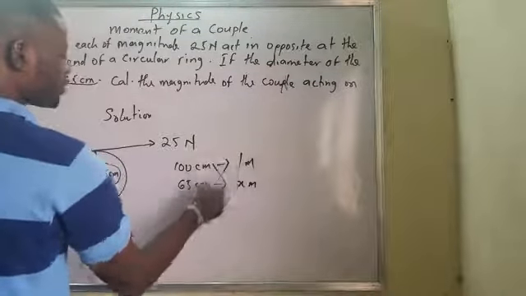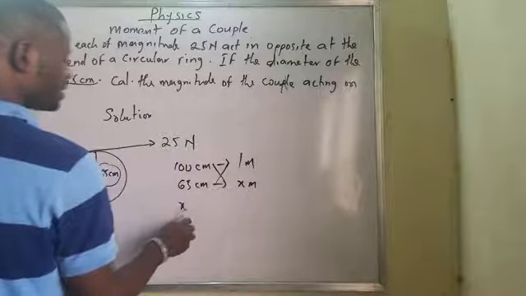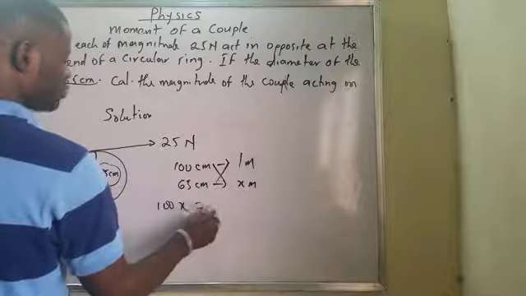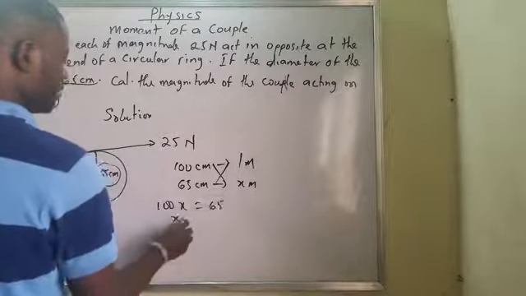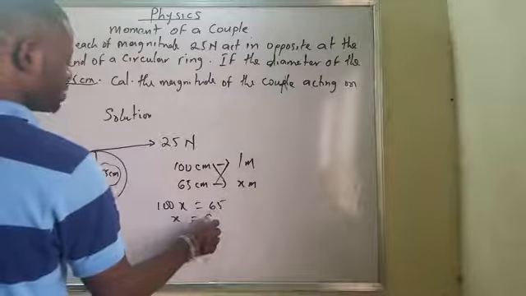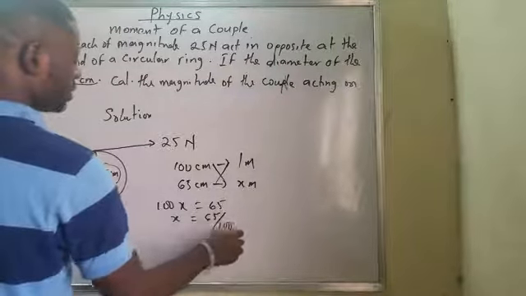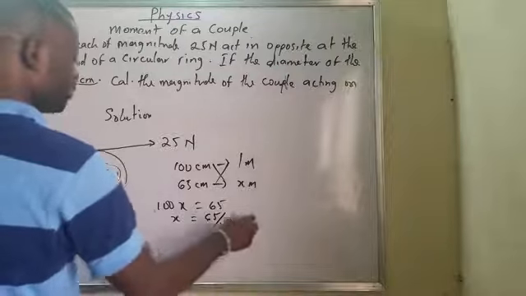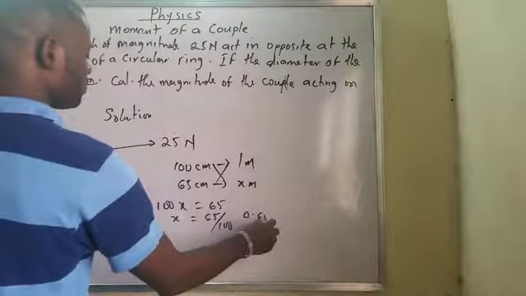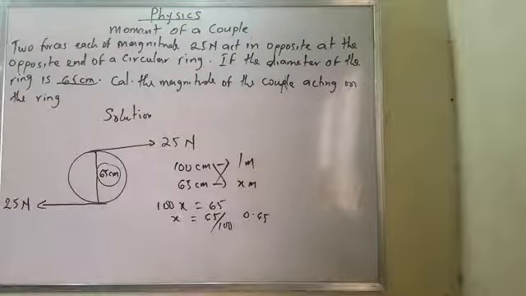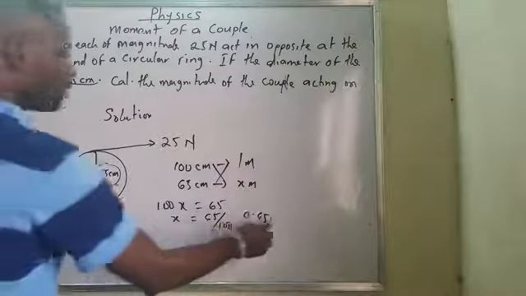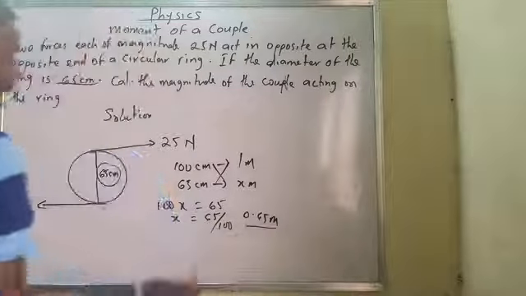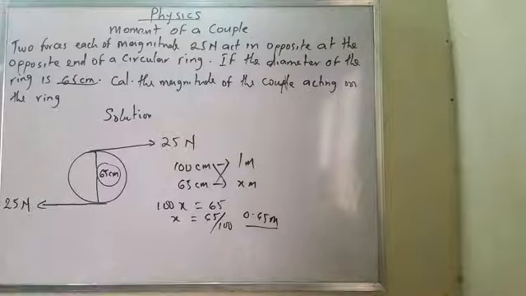When you cross multiply, you have x times 100 equals 65. Dividing both sides, I have 65 divided by 100, which gives 0.65 meter. I've successfully converted it.